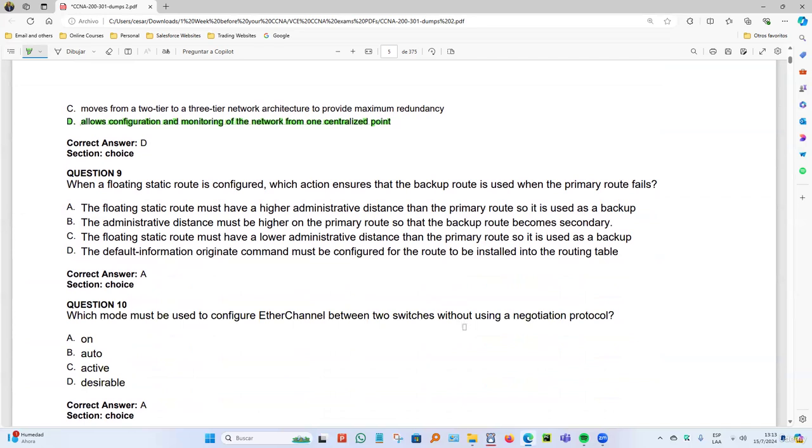Question 9. When a floating static route is configured, which action ensures that the backup route is used when the primary route fails? In this case, I'm thinking more about something related to administrative distance, but let's try to figure out this one. So the correct answer is A. Let's see why.